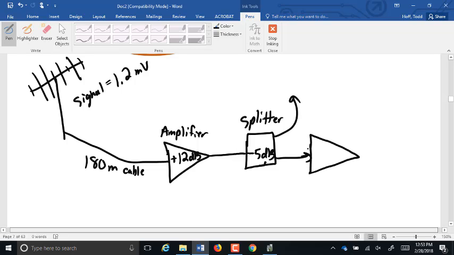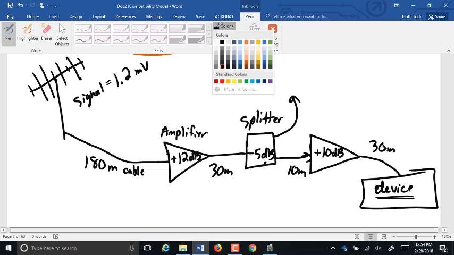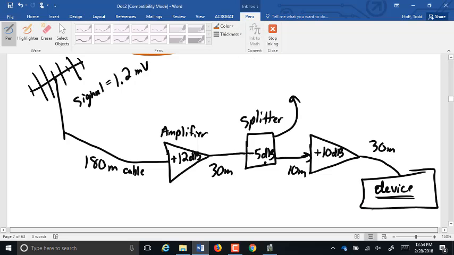It proceeds from there. By the way, there's 30 meters of cable here and 10 meters of cable here. Proceeds from there to a plus 10 dB amplifier through another 30 meters of cable to our device. Whether it's a television or whatever it is we're using, that's our device. I want to find the signal level at our device.